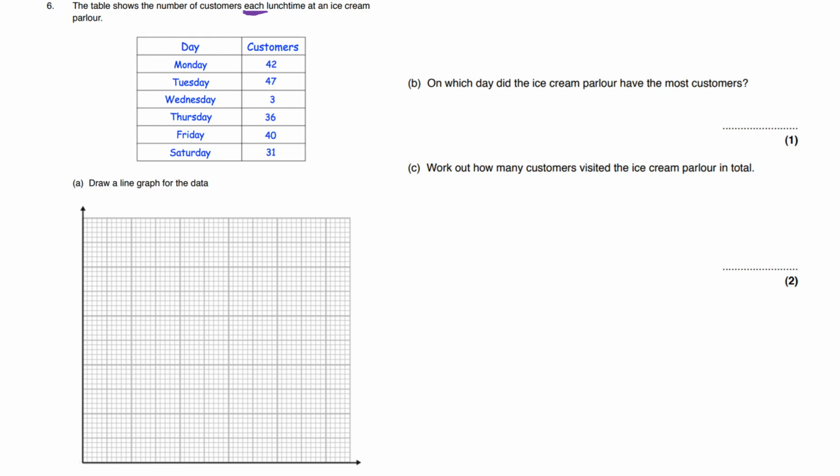Alright. So, what we're going to do first and foremost is draw a graph for the data. It's a good rule of thumb that whatever you're trying to measure, put it on the y-axis. So, this is going to be my customers. And this is going to be my day. Alright? Now, let's take a look at this graph. It goes 1, 2, 3, 4, 5, 6. So there's 6.